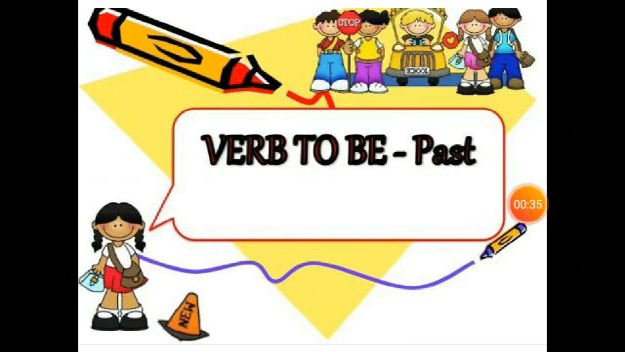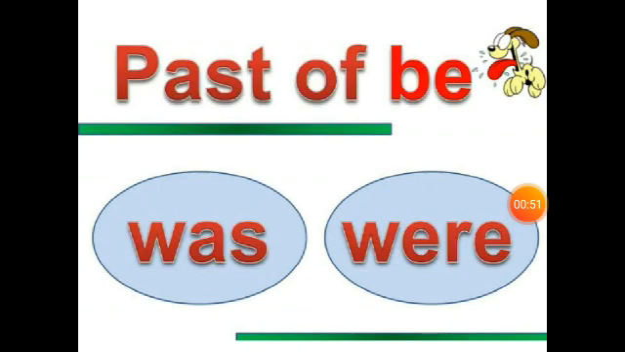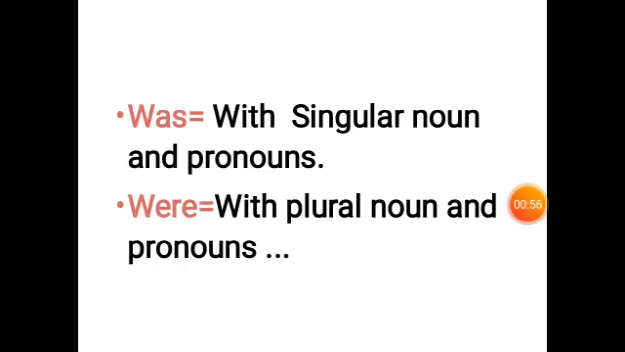Now, was and were are the to be forms of the verbs. We use them in past tense. So the words was and were are the past tense forms of the verb be. They may be used as main verbs or as helping verbs. Children, we use them in past tense.